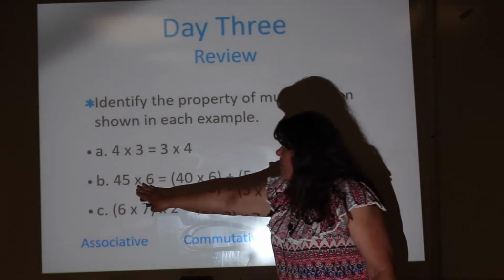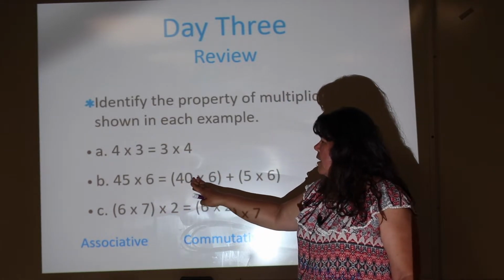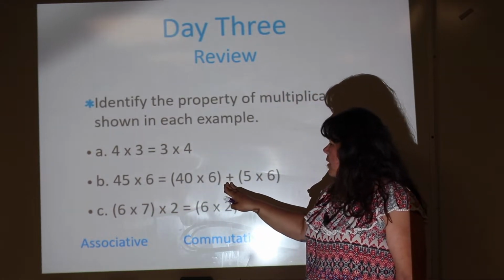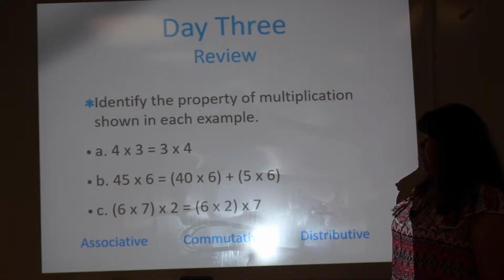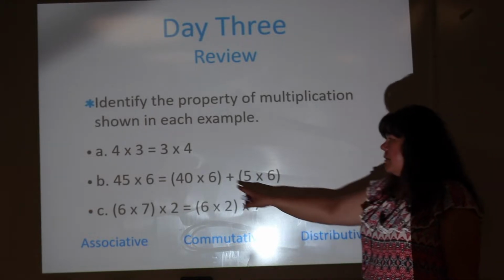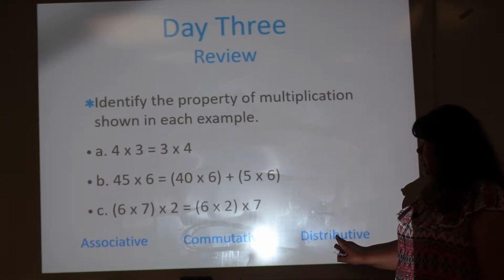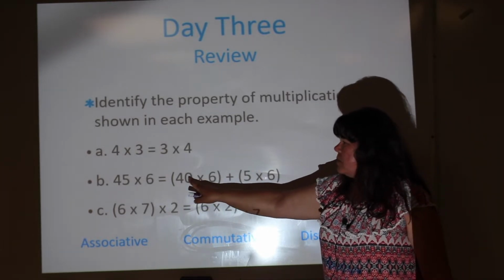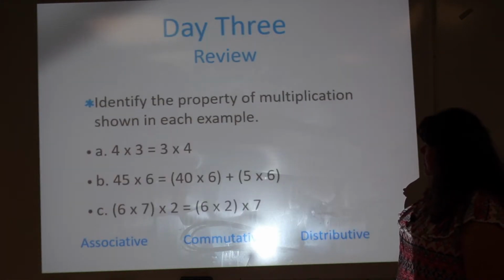Oh, this one we have 45 times 6 equals the same thing as 40 plus 5 times 6. And I'm hoping that you're looking at that big number 45 and going, well, they broke it down into 40 plus the 5. So this must be the distributive because we have the times 6 on each end over here.